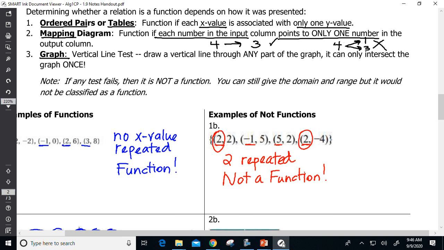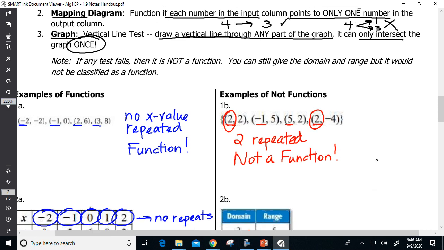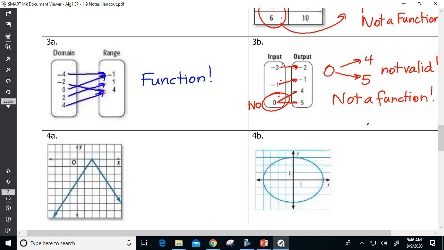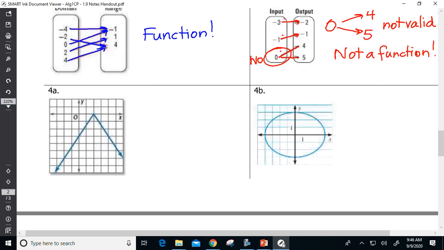So, you draw a vertical line through any part of the graph. It can only intersect the graph once. So whatever graph you have, if you draw a vertical line through it, it can only cut through that graph one time. Whatever curve is there, it can only cut through it once. So here's an example, one that works and one that doesn't.